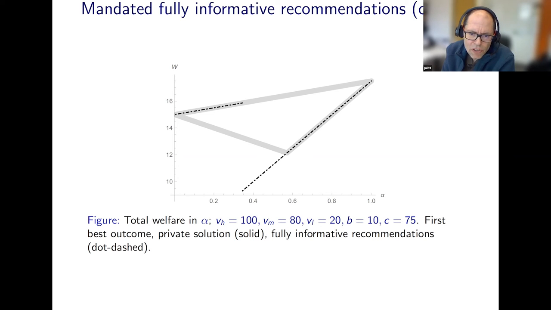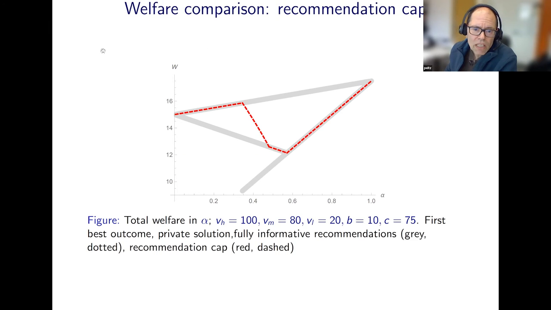And if alpha is sufficiently large, this policy is neutral; we will get the inefficient bypass outcome in any case. If we allow for recommendation caps, which here condition on alpha, then we can show that this policy weakly improves on the laissez-faire. And here, what we get is an intermediate range where the policy allows for some inflation so as to make sure that all trade still happens on the intermediary. And this is then this line which lies above the laissez-faire outcome.